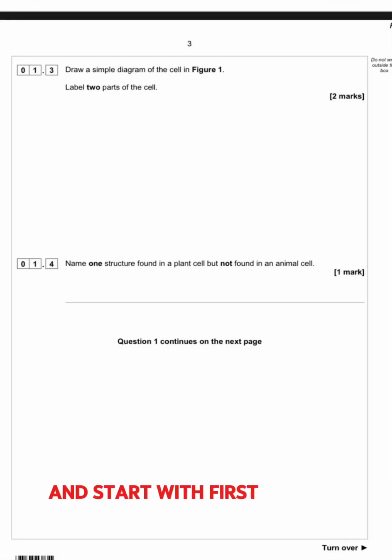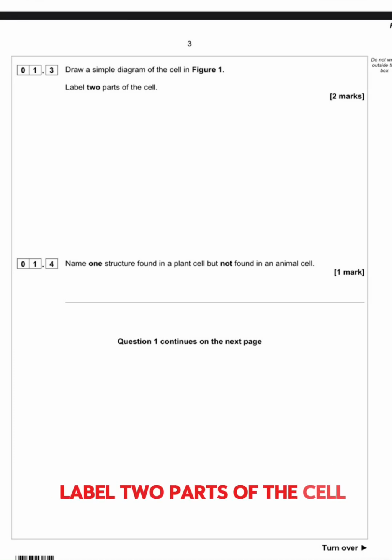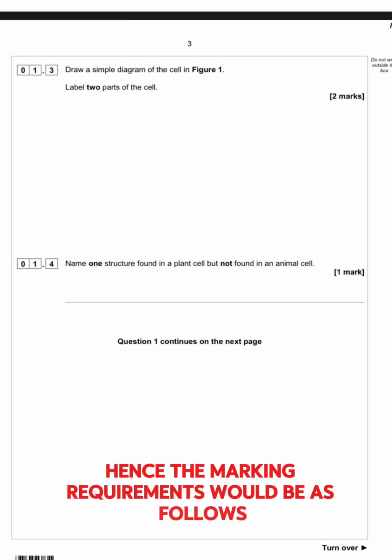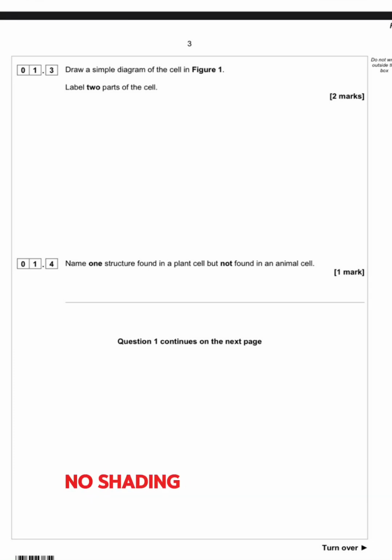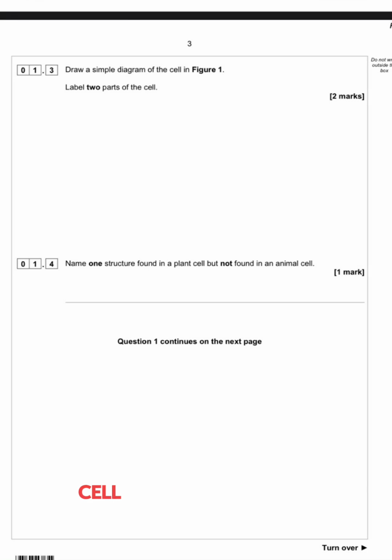Now let's answer questions from another past paper and start with the first question and its first part, which is 1.3, which asks you to draw a simple diagram of the cell in figure 1. Label 2 parts of the cell. This is a standard biological drawing question. Hence the marking requirements would be as follows: a clear, simple outline, no shading, straight label lines, correct spelling, and acceptable labels for the diagram would be nucleus, cell membrane, cytoplasm, cell wall, if a plant cell. Here the exam tip is 1 mark is for the diagram, 1 mark for correct labels.